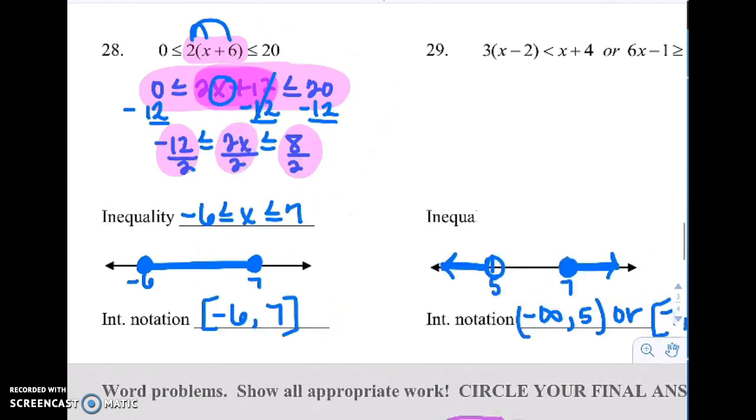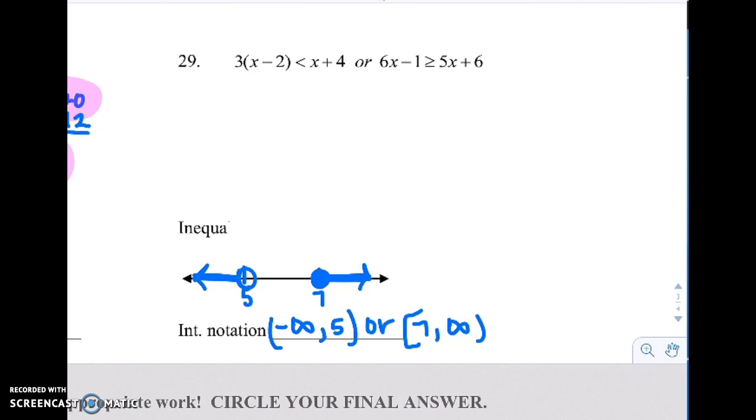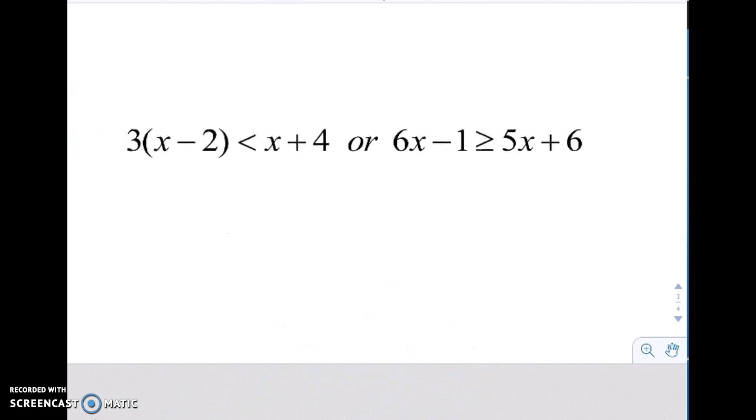All right, please don't stress about OR problems. They look big, they look difficult, but it's really just 2 separate problems. 2 inequalities separated by the word OR that we just write their inequality answers together and graph them together on a number line. No big deal.